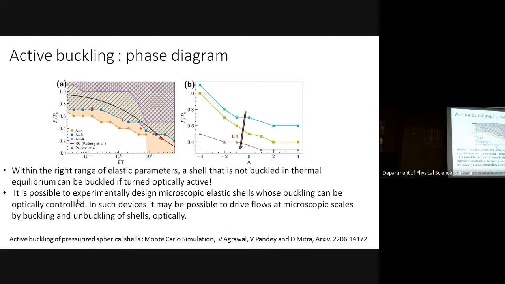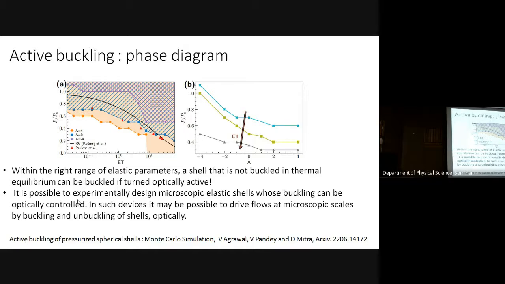Let's say you have a microfluidic device, and on its surface you have made some small microscopic shells. Each of these shells has these active proteins in them. Then you choose one and shine light on it, and that buckles. Then you remove your light, and that unbuckles. You put your light on another one, that buckles, and you remove it, and that unbuckles. If you choose your parameters properly, you can do that.